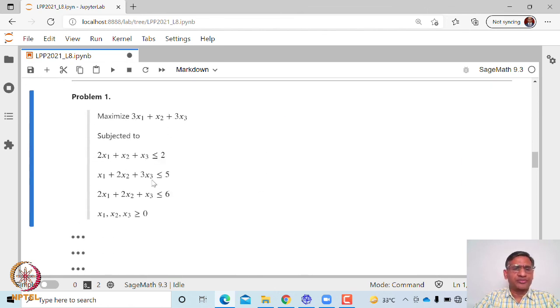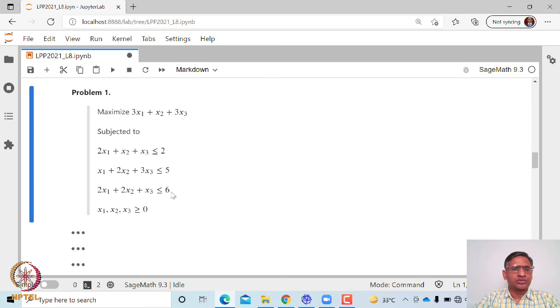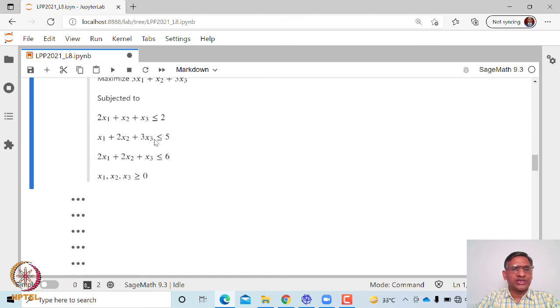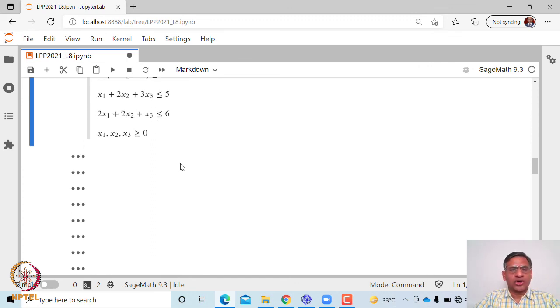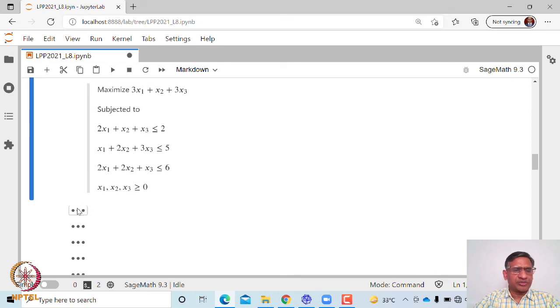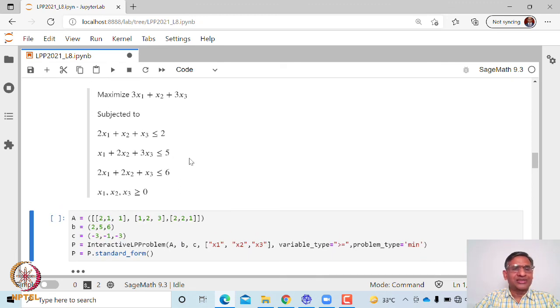So this is a problem. Maximize 3x1 plus x2 plus 3x3 subject to 2x1 plus x2 plus x3 less than or equal to 2, x1 plus 2x2 plus 3x3 less than or equal to 5, and 2x1 plus 2x2 plus x3 less than or equal to 6. All xi's are non-negative. So the first step is to write the coefficient matrix A, the right hand side B, and the coefficients of the objective function in standard form.